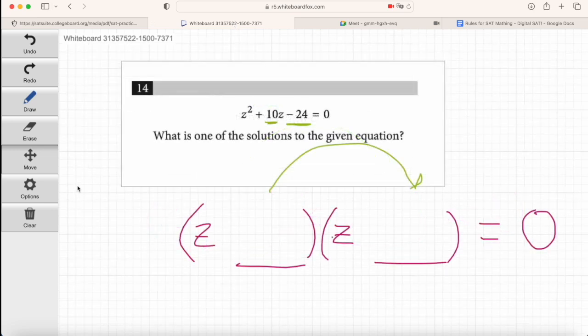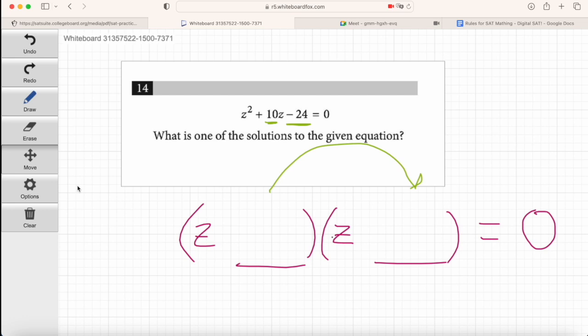Okay, so multiplied together, we get negative 24. Added together, we get 10. Can you think of some values that multiplied together give negative 24, and added together give 10? One of them is going to have to be negative. Yeah. Right? Because we're getting negative 24 when we multiply them.